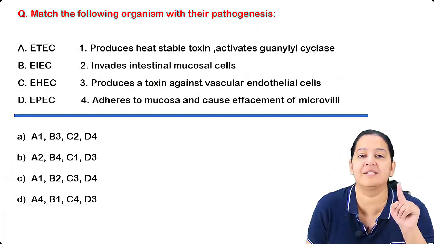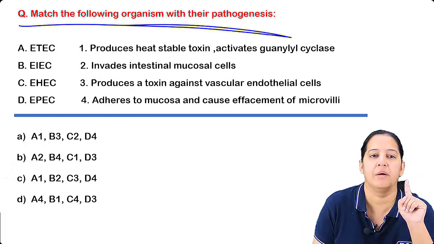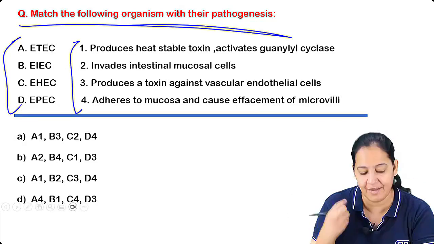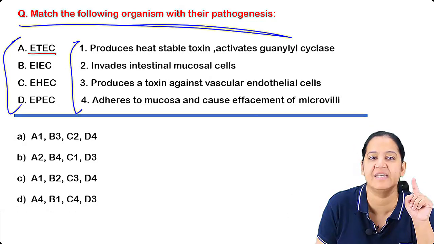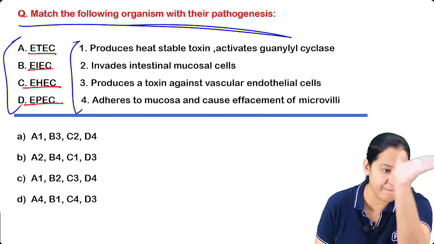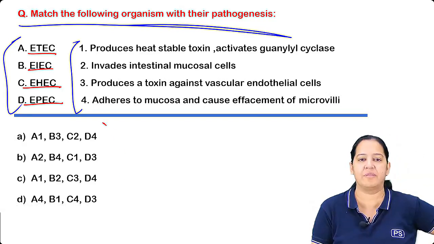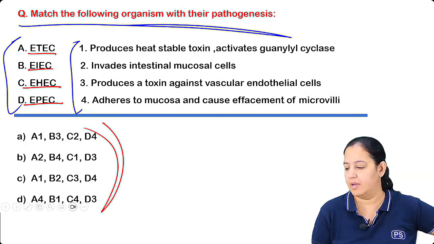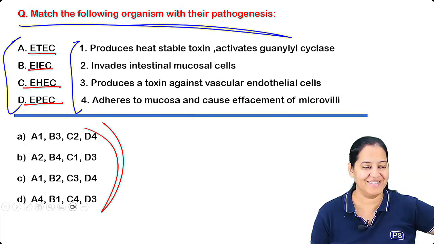Solve this question. It's match the column. Match these with these. And now mechanisms of action are given. So tell me the mechanism of action of ETEC, EIEC, EHEC, EPEC. Match. What is the correct answer from them? After matching, what is the correct answer? Can you please tell? What is the correct answer, please? Yes? Anyone?